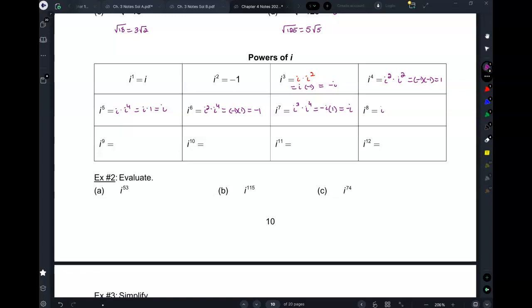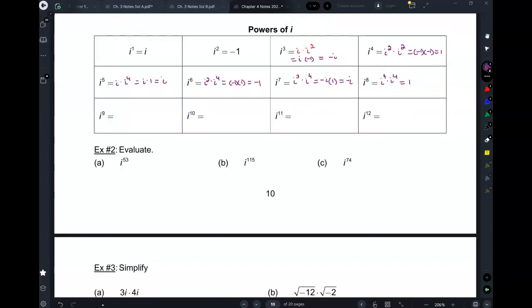i to the 8th is i to the 4 times i to the 4. What's i to the 4? 1. i to the 4 times i to the 4? 1. Okay? So I'll take questions in a minute. So let's take a look at this. Now we're going to repeat. We're just going to build on the previous row.